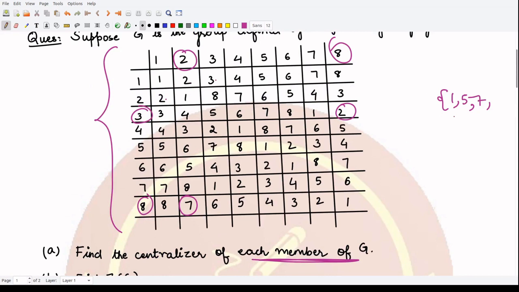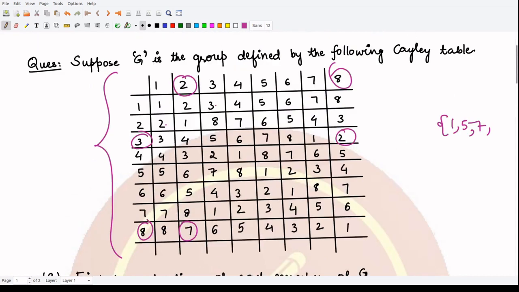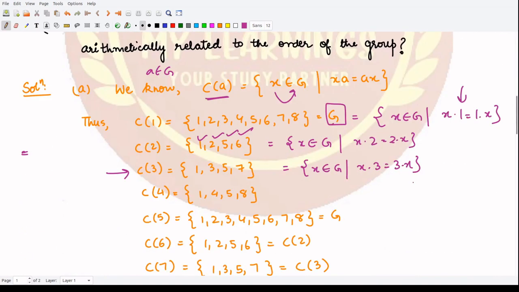1, 3, 5 and 7 would be there. 3, okay. I have not written 3 here. 3 should also be here. Why? Because when you commute 3 with 3, you get 5. So obviously 3 star 3 would be 5, and 3 star 3 would also be equal to 5. Hence they commute. So this would be the centralizer of 3.